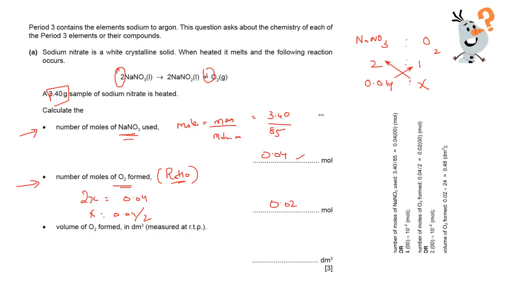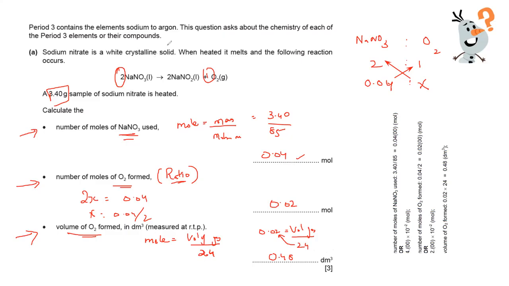And the third part, we need the volume. So how to get the volume? There's a formula to get the volume related to moles. So moles equal volume of the gas divided by 24. So how many moles are there? 0.02. Volume of the gas is unknown, divided by 24. If 24 is divided on one side, on the other side it will be multiplied. So 24 multiplied by 0.02. So we'll get 0.48 decimeter cube of oxygen.